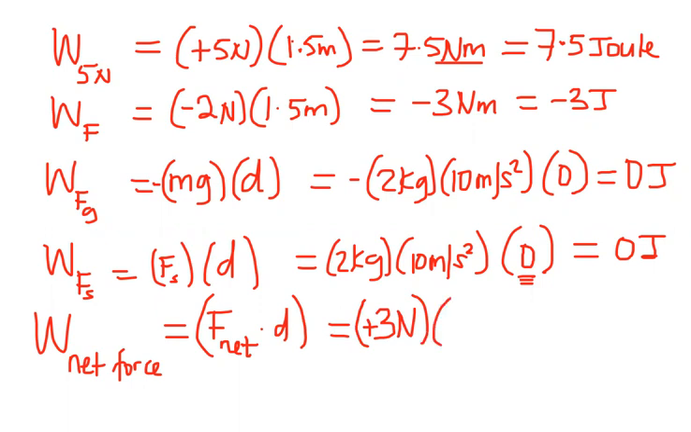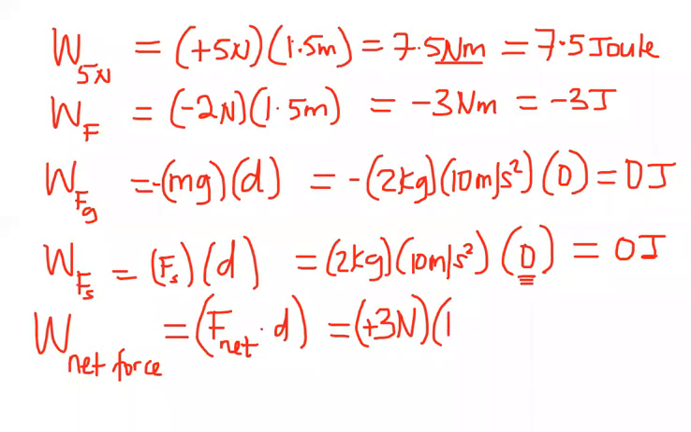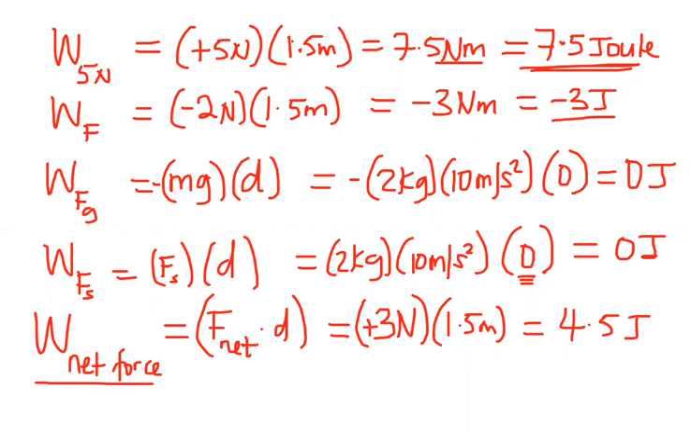And displacement along that direction is 1.5 meters. So we see here that the net work will be 4.5 joules, 4.5 J. All right. We can find actually the net work done by the net force also by just adding the work done by the 5 Newton force and adding that to work done by the frictional force. If you add 7.5 minus 3, add that to that, you get 4.5 joules.